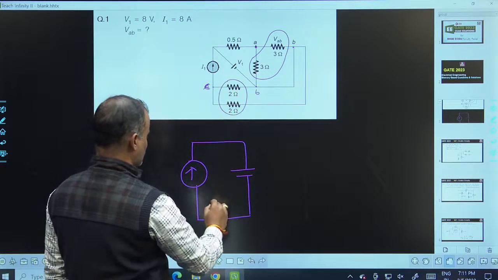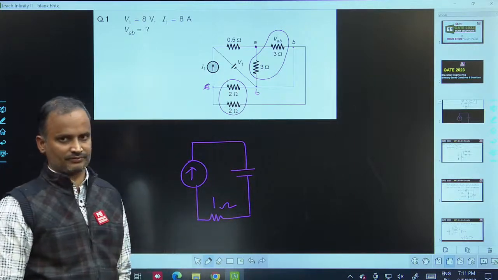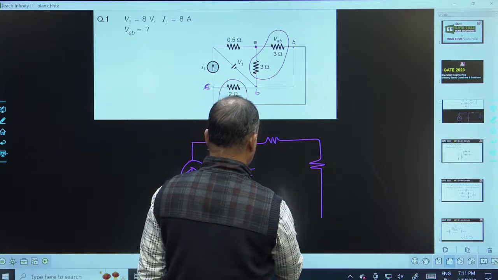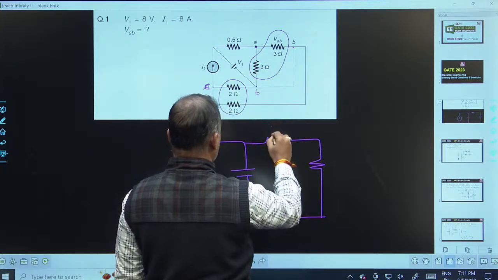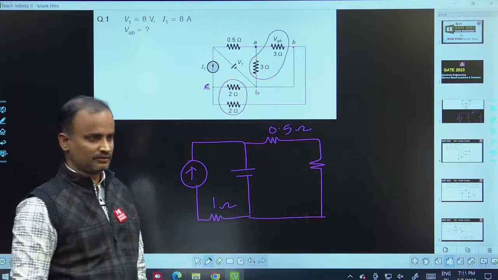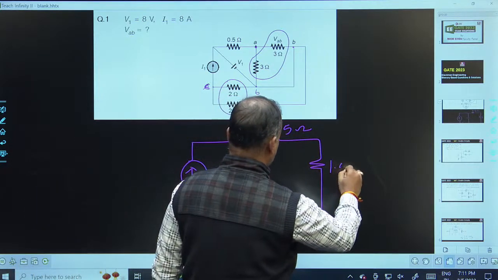In the simplified figure, the 2 ohms are both in parallel. The equivalent resistance for this is 1 ohm. Now what about this one, it is 0.5. In this example 3 ohms and 3 ohms are connected in parallel, so the equivalent resistance for this is 1.5.